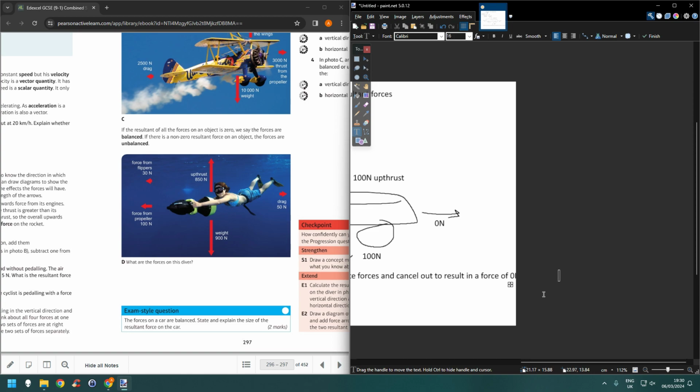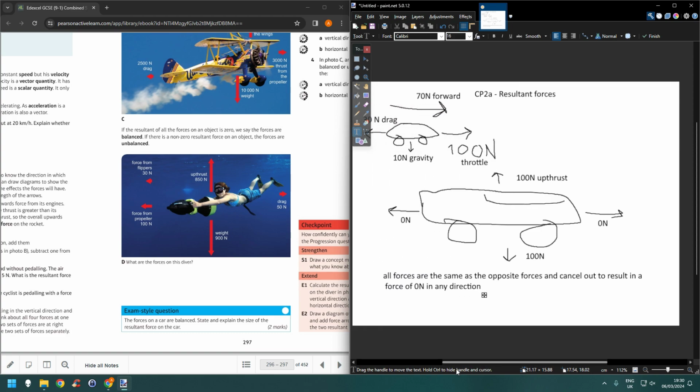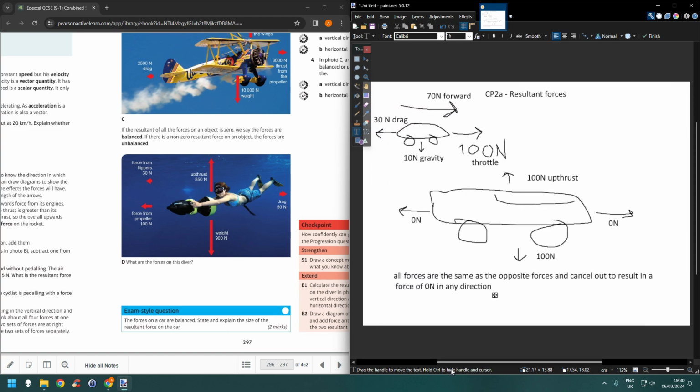I think you would be offered the space to do a diagram, but we can mark this now. Ignoring the diagram, all forces are the same as the opposite forces, that's one mark, and cancel out to result in a force of 0 newtons in any direction, that's our second mark, which gives us a total of 2 out of the 2 marks offered on that question.